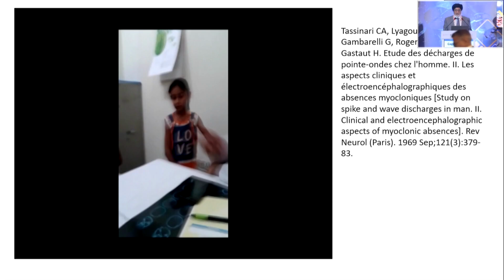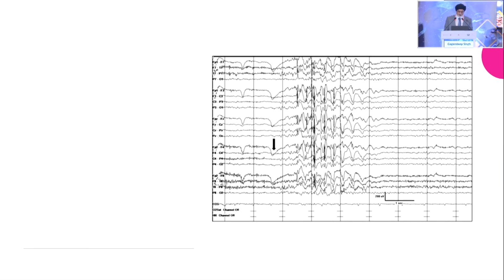It's important to recognize this for two reasons. With the onset of seizures in childhood, there is intellectual deterioration, standstill, and so on and so forth. And secondly, the seizures are extremely difficult to control, right? They do not respond to the usual treatments for childhood absence epilepsy, ethosuximide, valproate, lamotrigine, and it's a real challenge trying to treat these patients. Described by Tassinari and therefore known as the Tassinari syndrome.